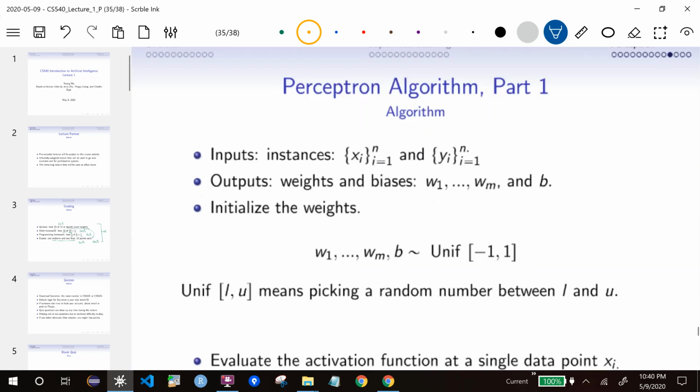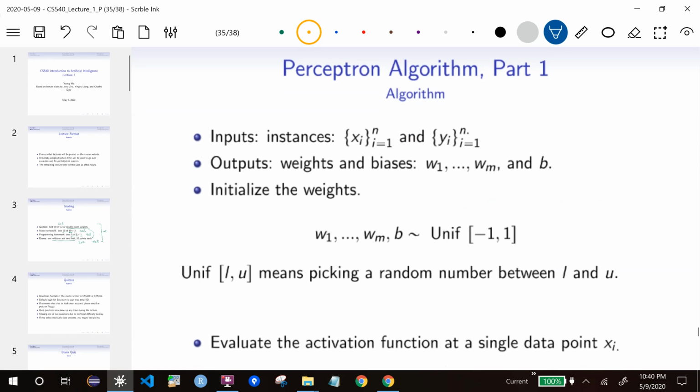So let me formalize the algorithm, the complete algorithm. The input is a bunch of training instances, and the output is we want to get the weights and the biases. There's no S. And we initialize the weights. We usually initialize them to a random number between minus 1 and 1. The uniform is just a notation for picking a random number between minus 1 and 1.